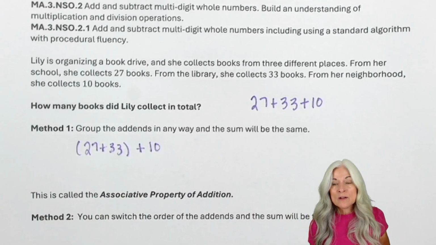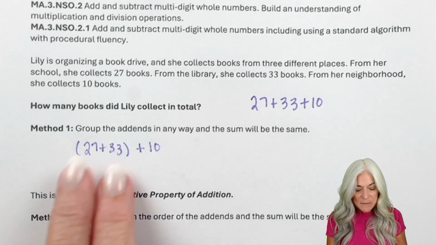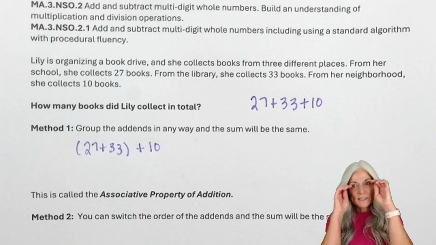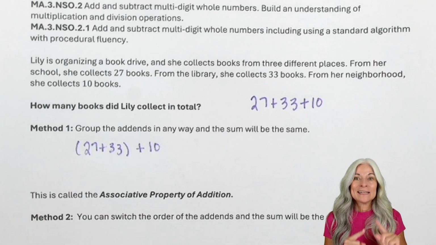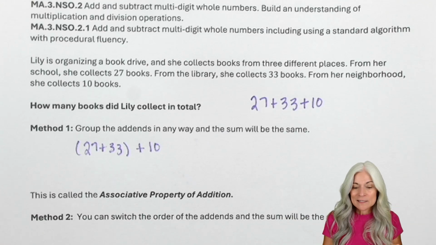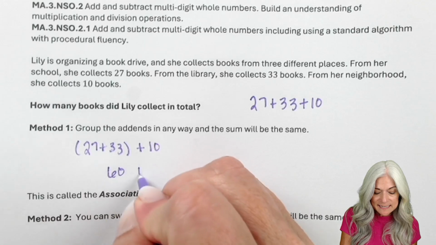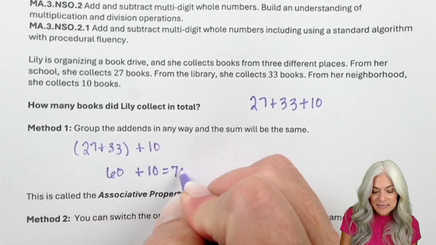Okay, now why would we group those two together? Well, we might be looking at the ones place and know 7 and 3 are friends of 10. So 7 and 3 make 10. 20 and 30 is 50. So this is a total of 60. So this way we would get 70.